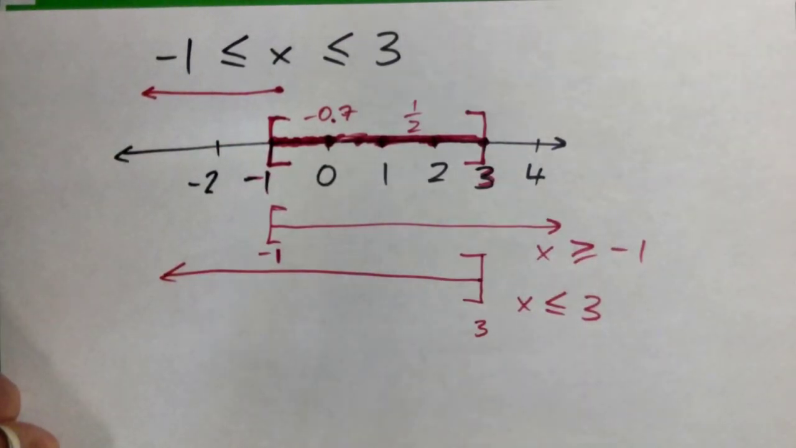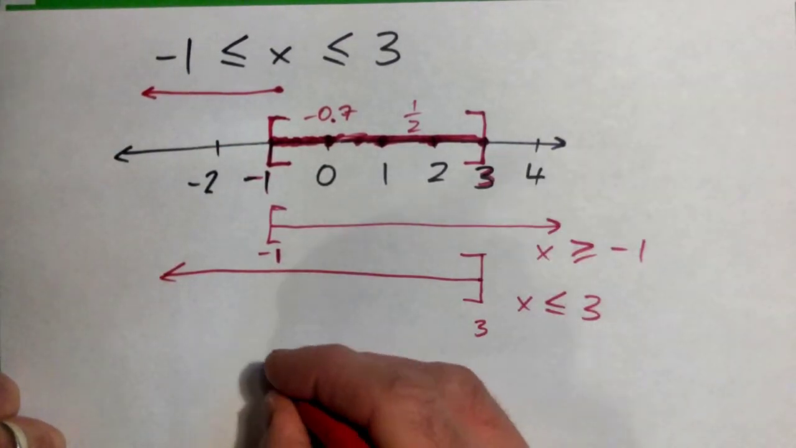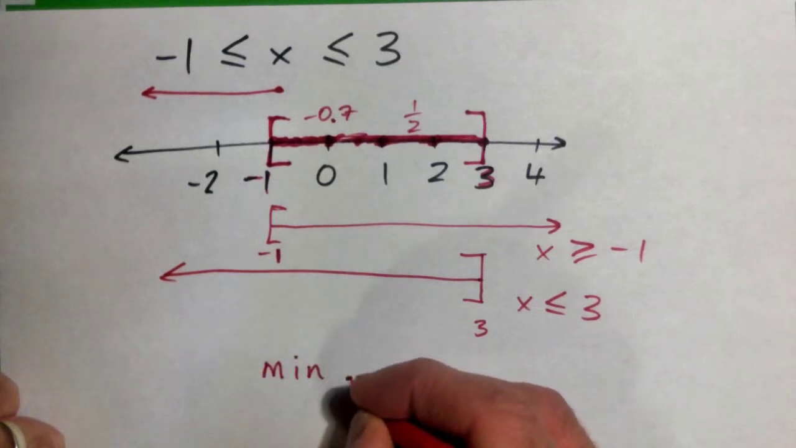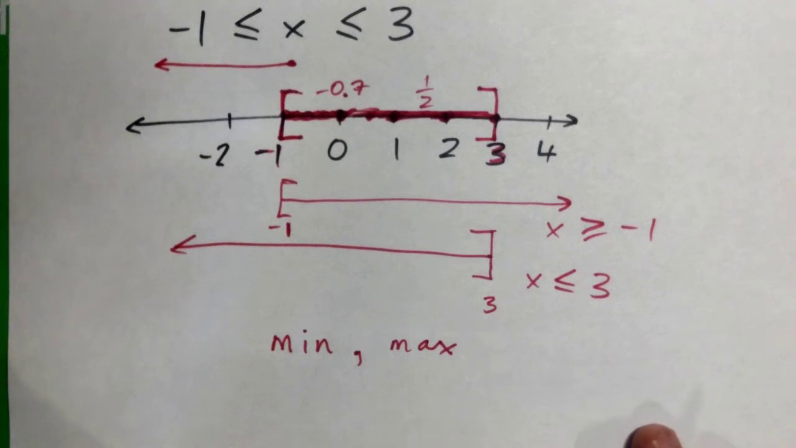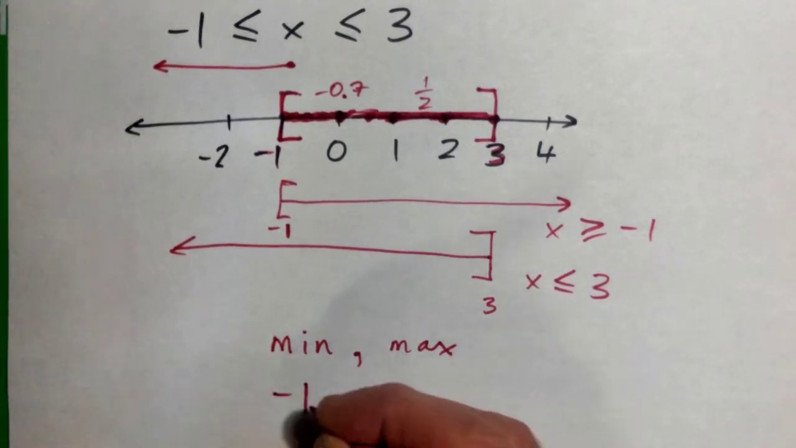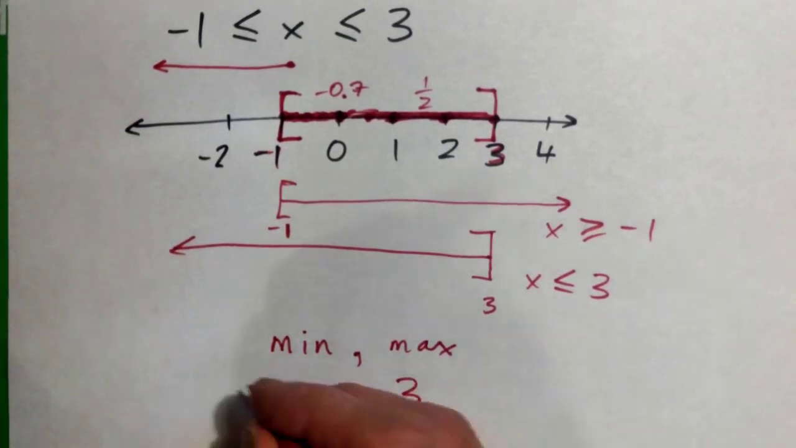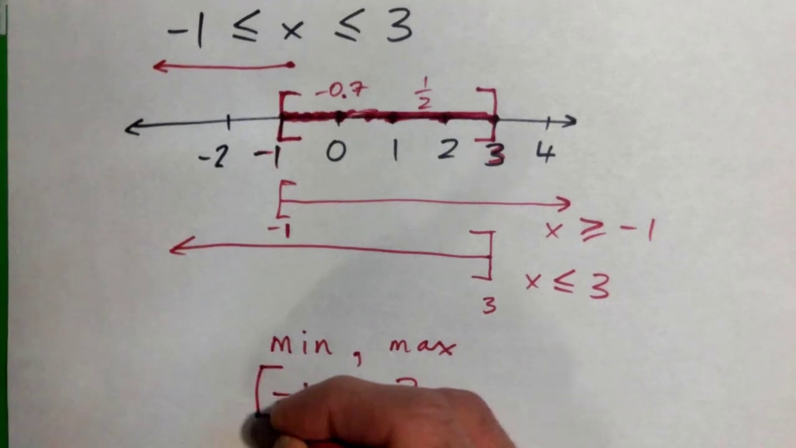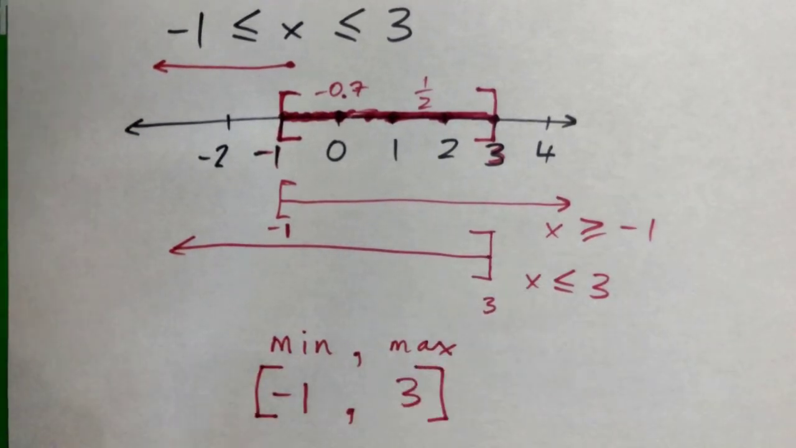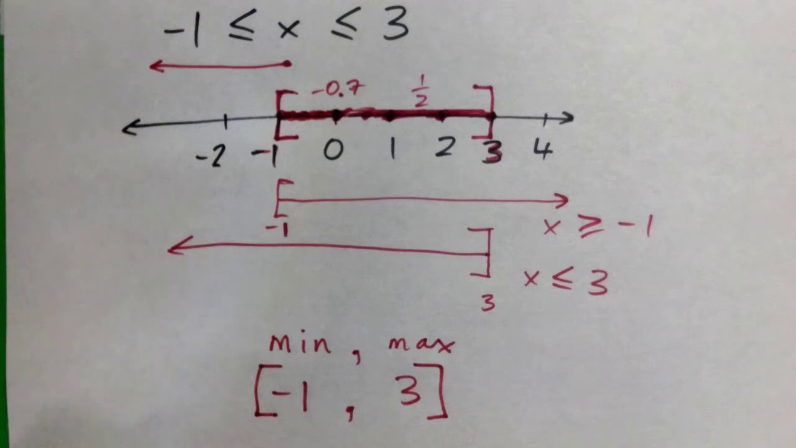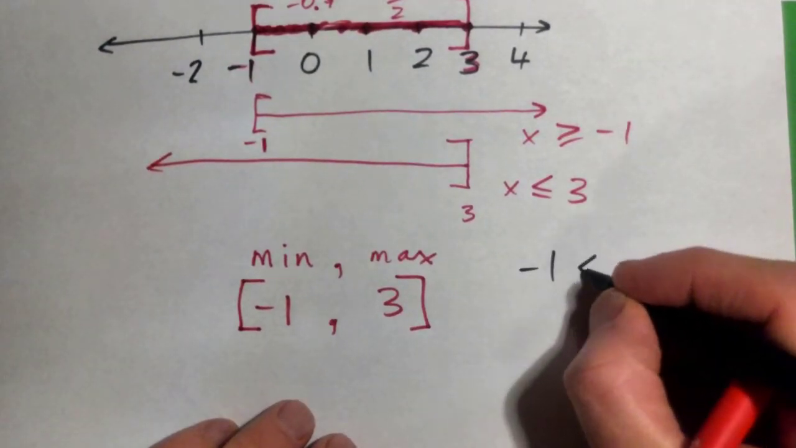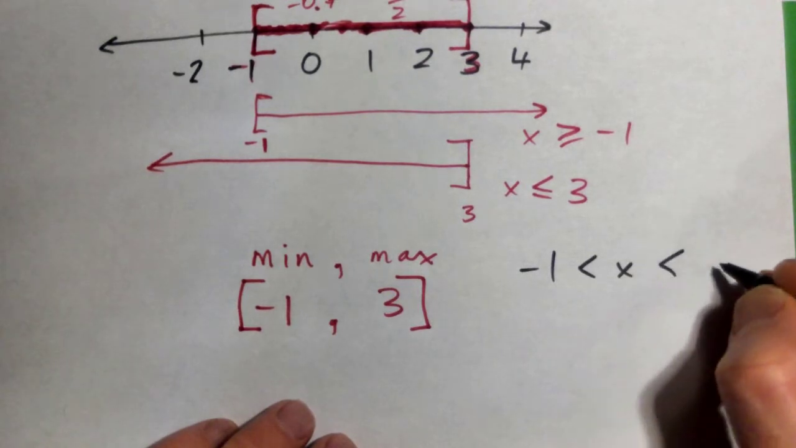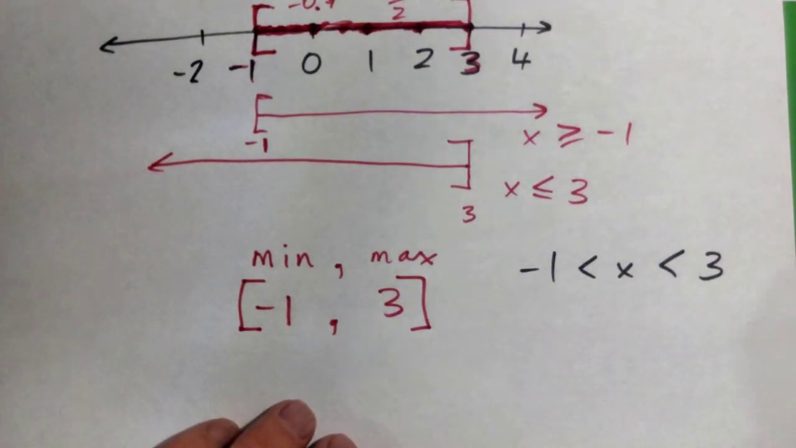So as an interval, what is it going to look like? It's min, comma, max. Yep, the min is -1, the max is 3, and they're both included. So you give that a bracket and you give that a bracket. Okay? And just for fun, because we're here and I can't let you away with it, what would that look like as an interval?